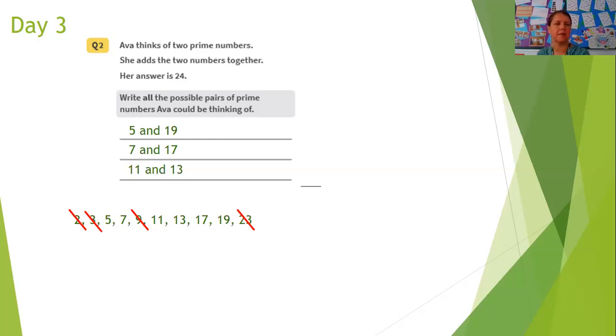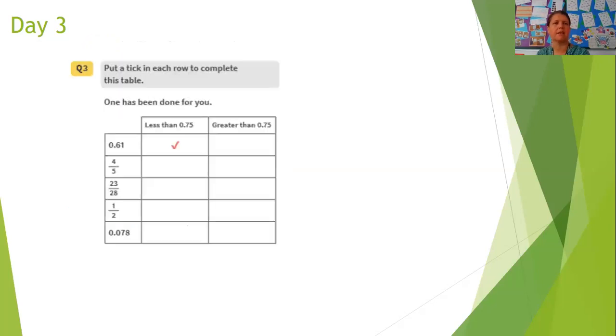So my prime numbers that I can add together to make 24 are 5 and 19, 7 and 17, and 11 and 13. Question 3. Well, this is similar to what we were doing last week, because we're having to convert fractions and decimals. Put a tick in each row to complete this table. 1 has been done for you. So less than 0.75 or greater than 0.75.